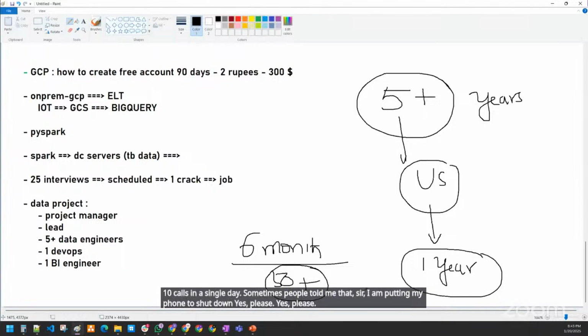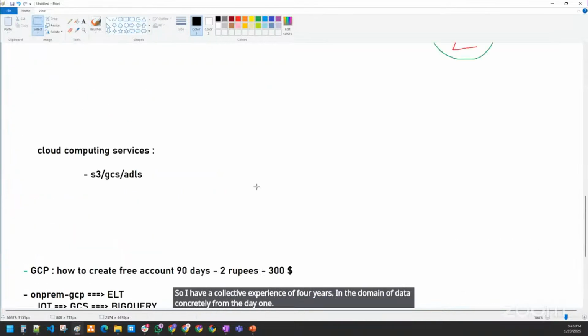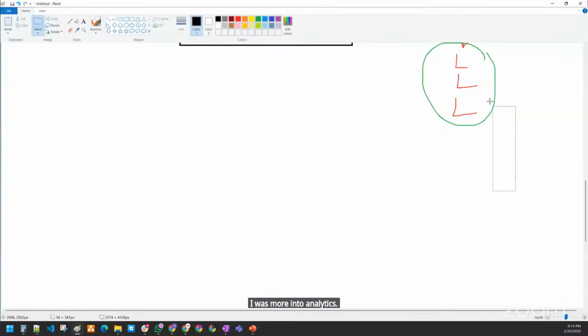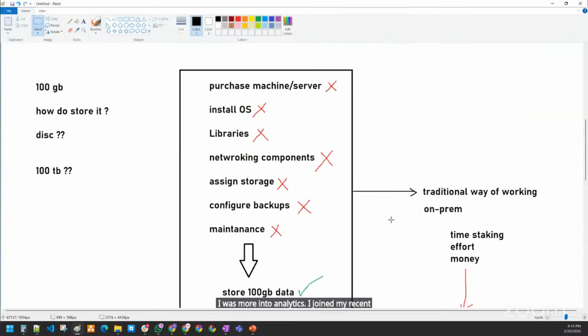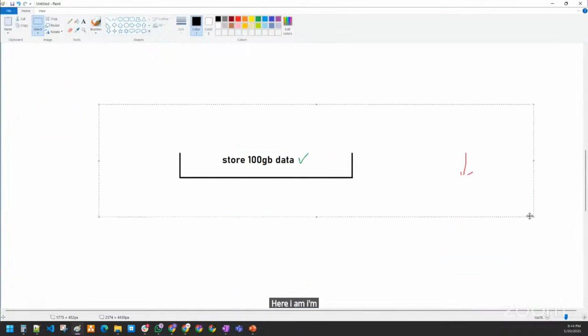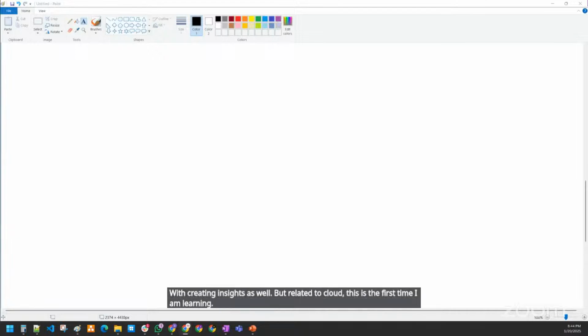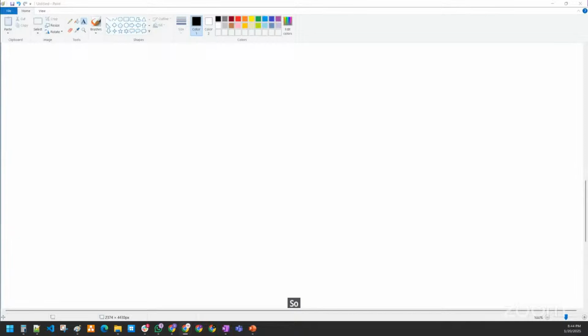I have a collective experience of four years in the domain of data, completely from day one. I was more into analytics. I joined my recent organization like 1.5 years back. Here I am working on data processing and data validation, along with creating insights as well. But related to cloud, this is the first time I am learning. So going forward, when I give interviews, will it be helpful for me?